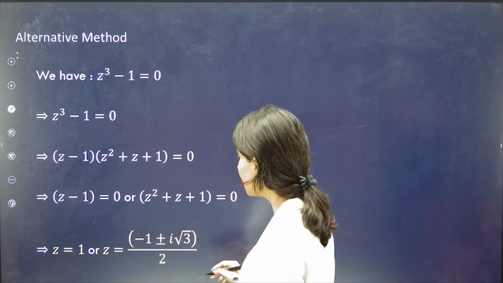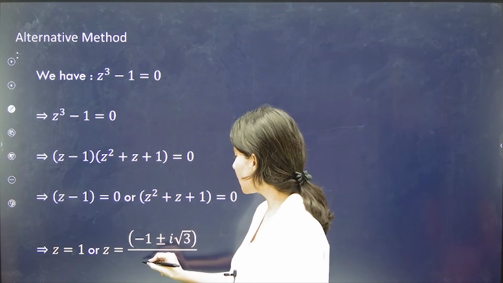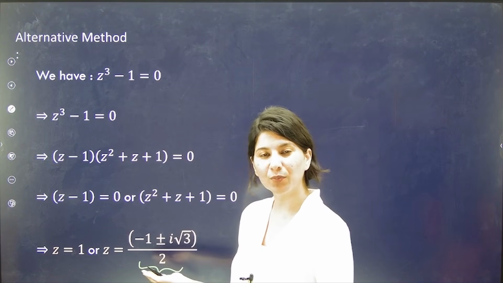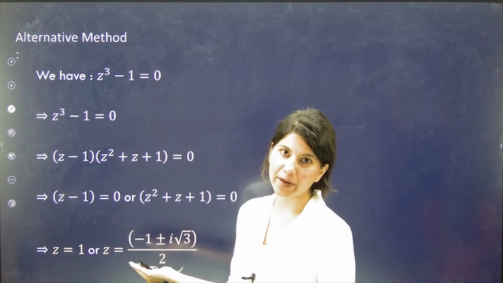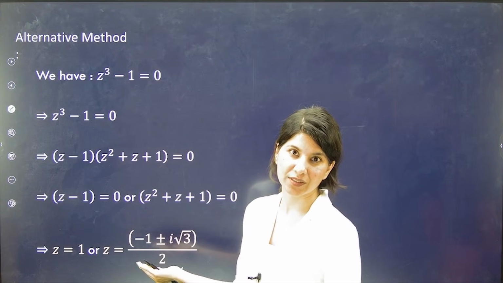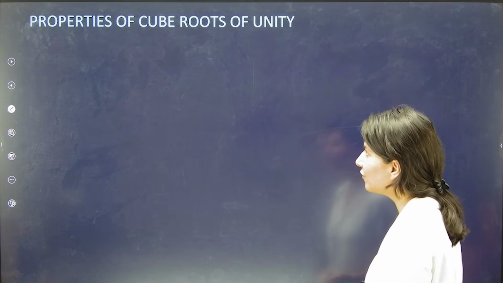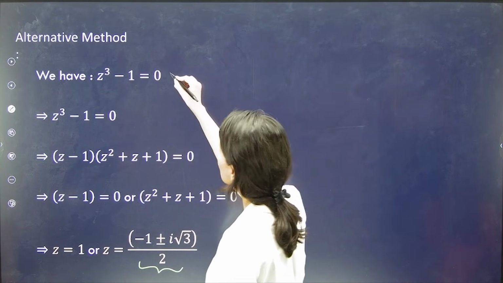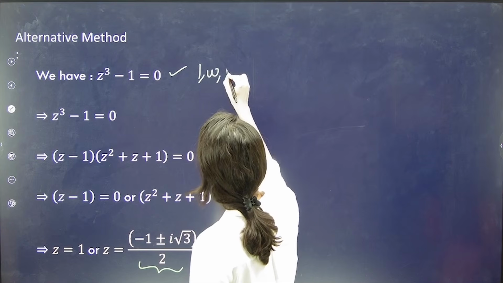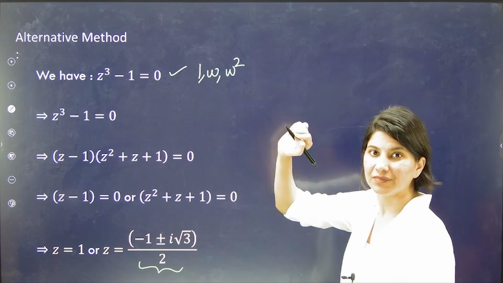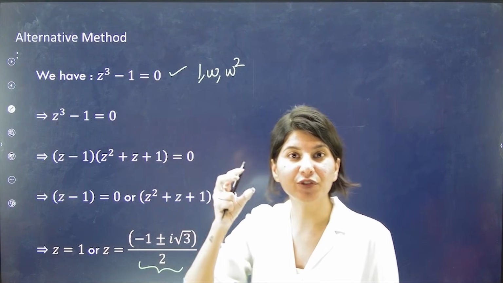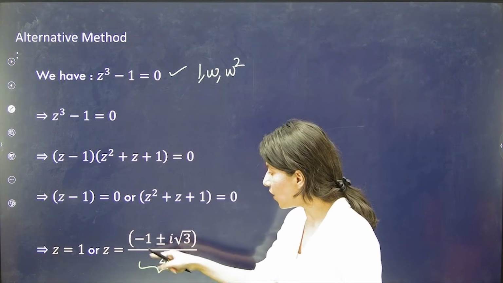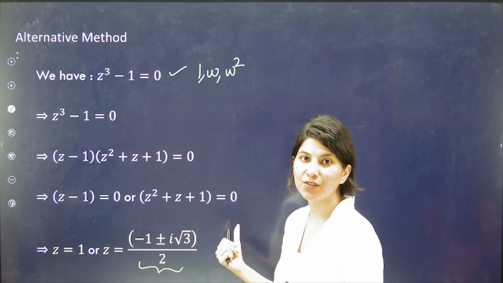Those 2 roots will be minus 1 plus minus square root of b square minus 4ac, and so on. So you are going to get e raised to the power iota 2 pi by 3 and e raised to the power iota 4 pi by 3. These are those 2 roots. If you carefully observe, the roots of this equation will be 1, omega, omega square. This is the standard notation of cube roots of unity. The first root is 1, the second root is omega, so one of these 2 is omega and the other is omega square.